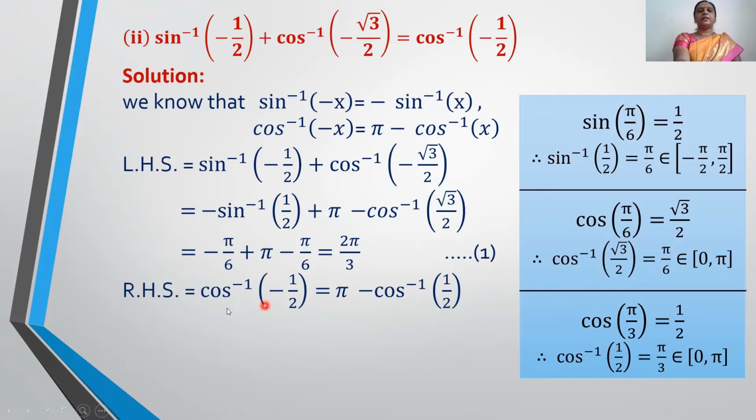Then see the right hand side. Right hand side is cos inverse minus 1 by 2. Again use property cos inverse minus x is equal to pi minus cos inverse x. We will get pi minus cos inverse half.